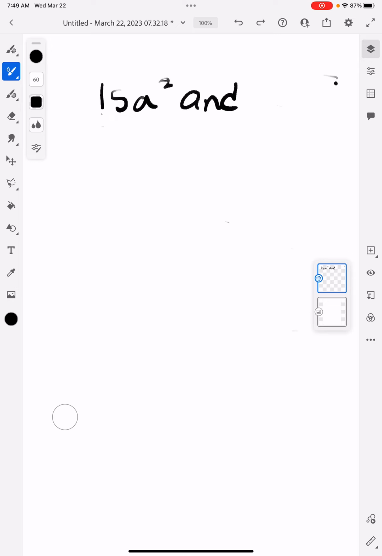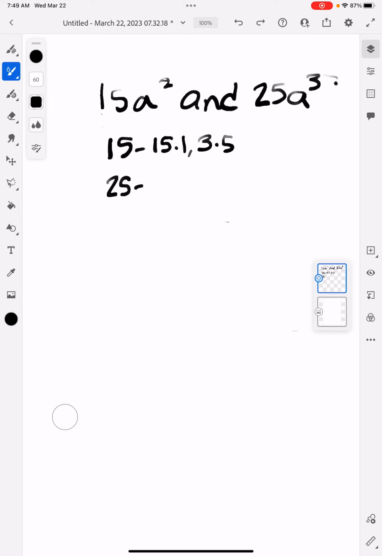Let's say 25a cubed. So the first thing we're going to do is write the factors out of 15 and 25. So I have 15 and 1 and 3 and 5. I have 25 and 1 and then 5 and 5. So the largest number they have in common is going to be a 5. So I know the greatest common factor for the number side is 5.